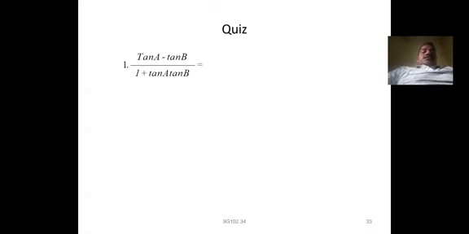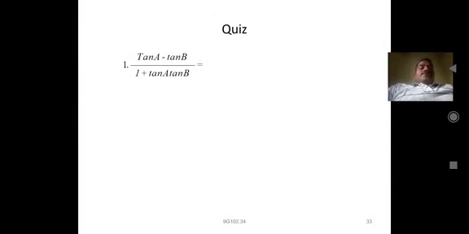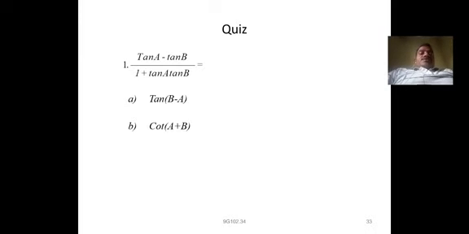Tan of A minus B is tan A minus tan B by 1 plus tan A tan B. It is the formula for tan of A minus B. So the first is the wrong option, second is the wrong option, third is wrong, fourth is the correct option.